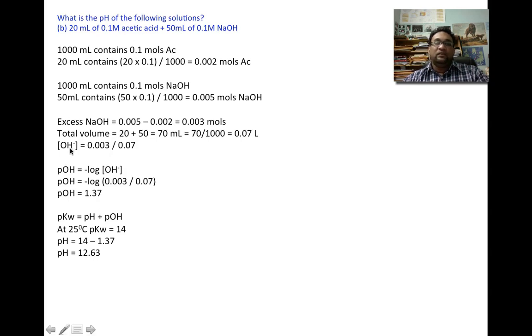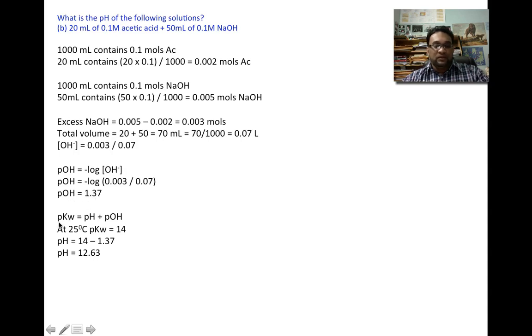Now that you have the concentration of the OH minus ions, there are two steps involved. Alright, and two different formulas you have to use before you get to the pH. So first of all, if we know the concentration of OH minus, we can find pOH. And pOH is simply minus log of the concentration of OH minus. So we get a value of 1.37.